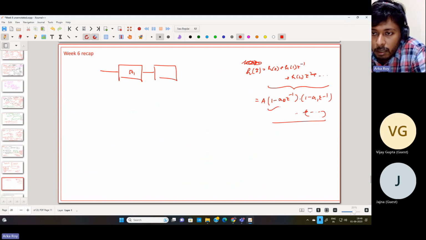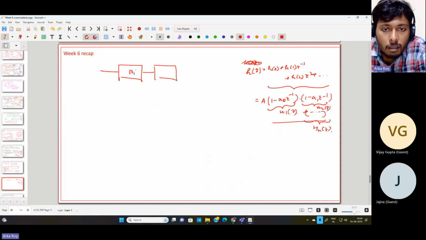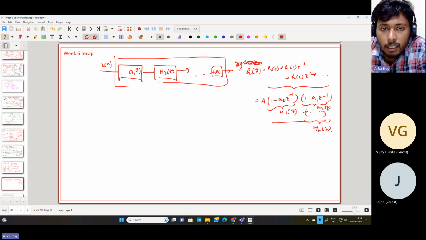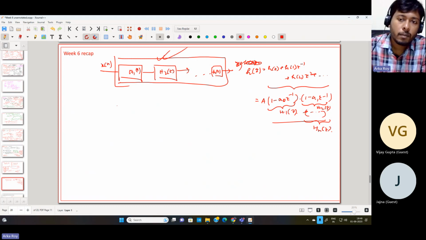So that means this particular block is represented as H1(z), this is H2(z), this could be HN(z). So I can employ H1(z), H2(z), likewise, and so on up to HN(z). So this is your x[n] and this is your y[n]. So that means all these filters are connected in a cascaded fashion.